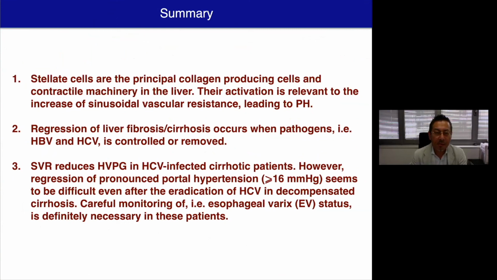Regulation of liver fibrosis and cirrhosis occurs when the pathogen, for example HBV and HCV, is controlled or removed. SVR reduces HVPG in HCV-infected cirrhotic patients. However, regulation of pronounced portal hypertension, more than 16 mmHg, seems to be difficult even after the eradication of HCV in decompensated cirrhosis. Careful monitoring of, for example, esophageal varices status is definitely necessary in these patients.